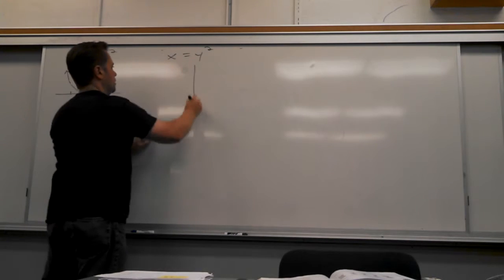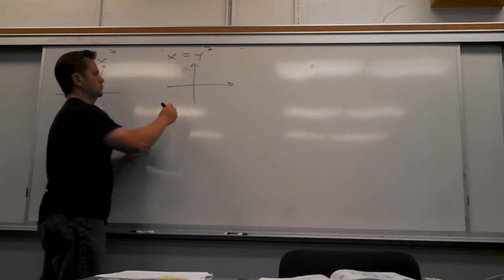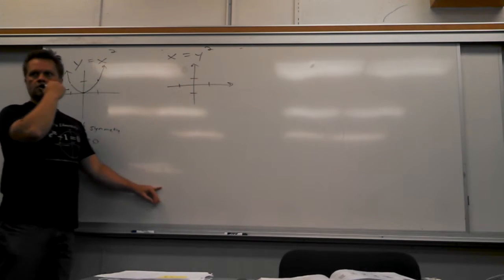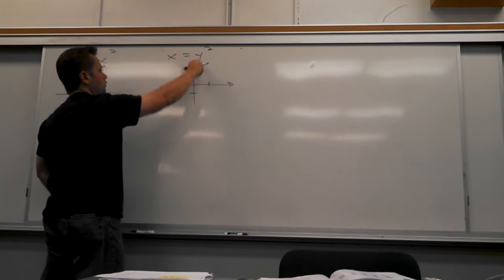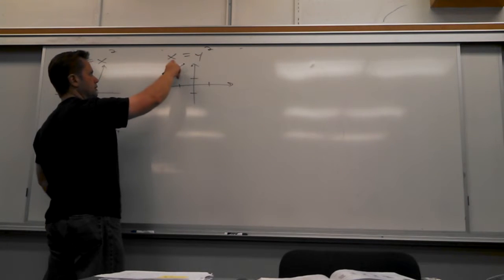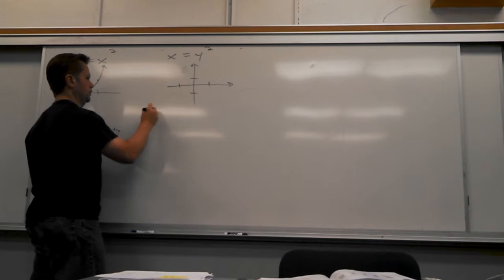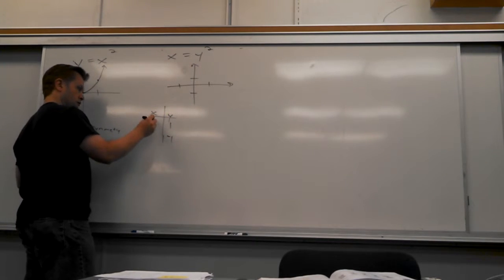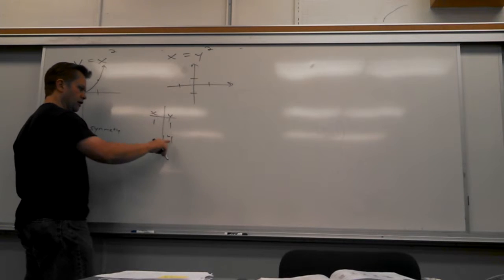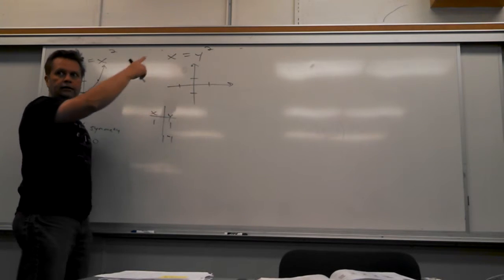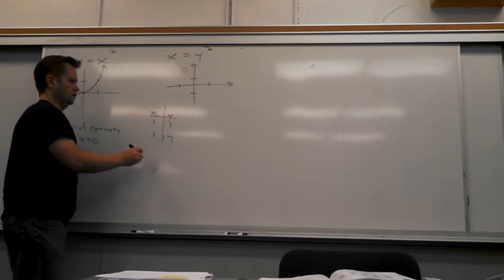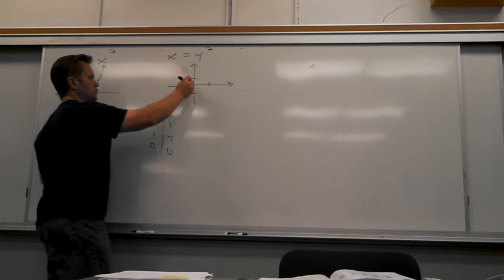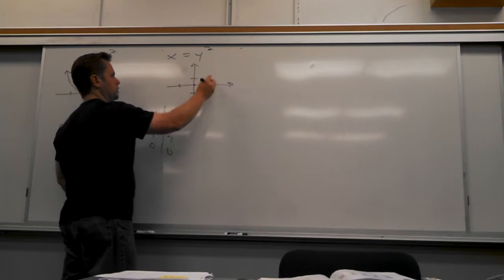So now my input is which variable? Yeah, y is my input now, right? So if I input 1 or negative 1, what x comes out? What's 1 squared? And what's negative 1 squared? Do you see how I put that number first? Because now it's acting like an input. And of course 0 squared is amazingly enough 0. So still, the vertex is here, but now it's opening this way.